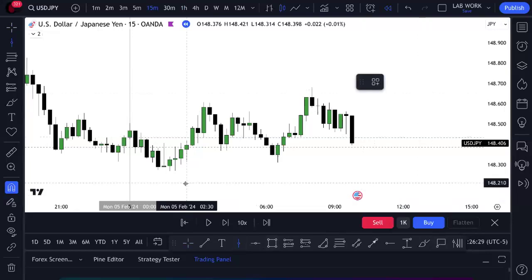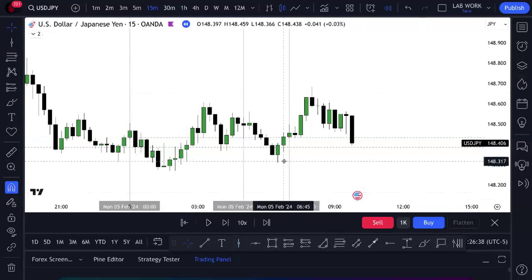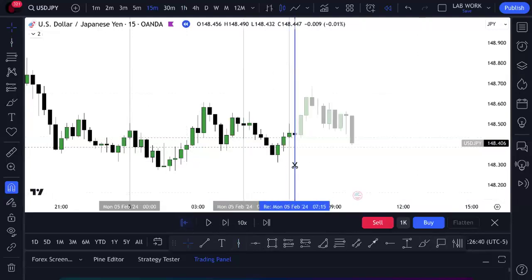The New York model is going to be taking 5 a.m. to 7 a.m. right here, this time period here. Let's bring it back right when it hits 7.